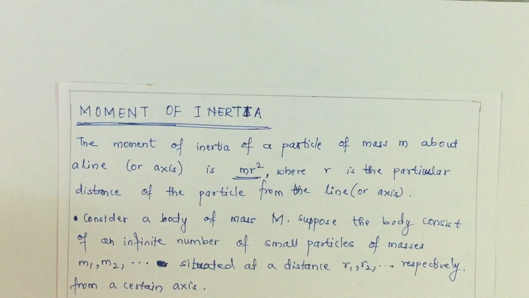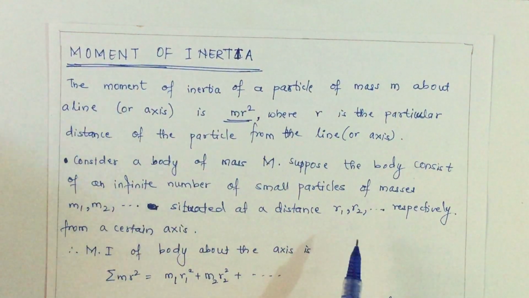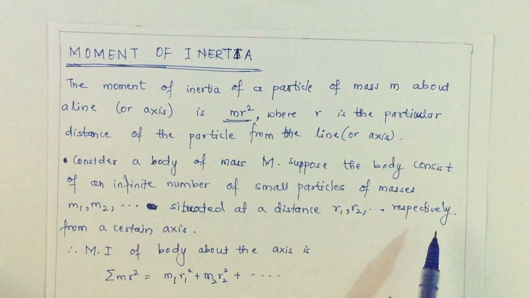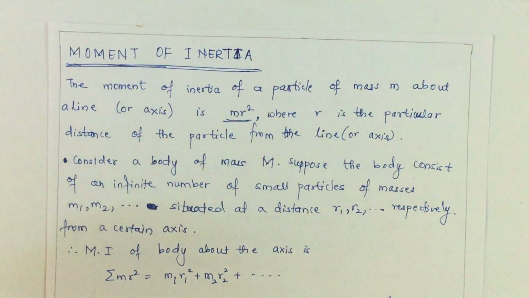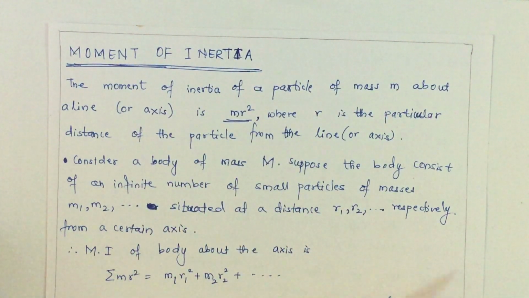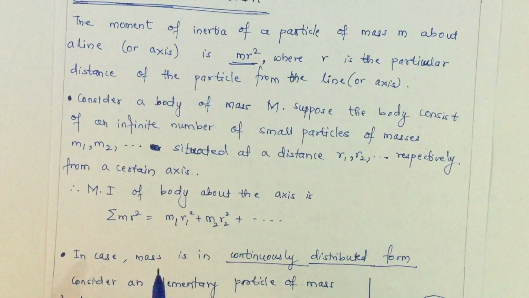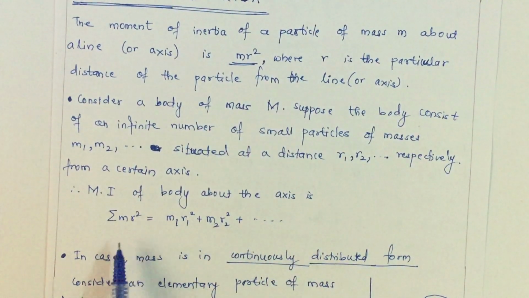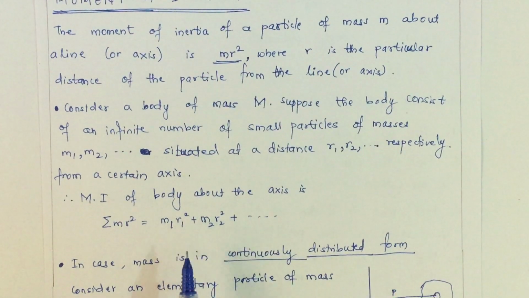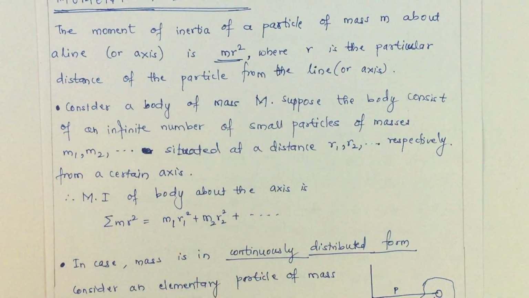Suppose now we consider an infinite number of small particles of masses m1, m2, mn, situated at some distances r1, r2 and rn respectively. Then the moment of inertia of this body of some mass capital M will be the summation of the product of all these masses and their distances squared. That is, moment of inertia of a body about the axis is summation m r square, equal to m1 r1 square plus m2 r2 square and so on. Right? Now this was for a discrete distribution.